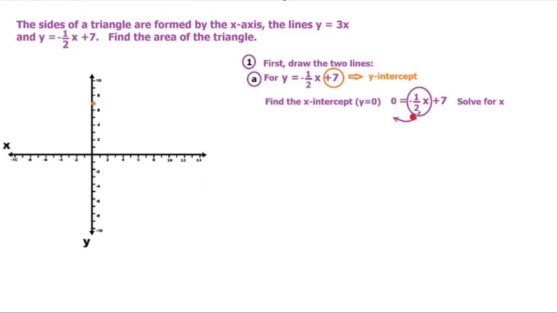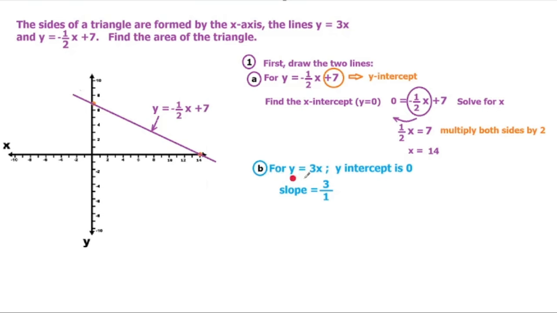Okay, so solve for x. So we'll move this over. It'll become positive 1/2 x equals 7. So we multiply both sides by 2 to get x equals 14. So here we just plotted x at 14 and y 0, okay? So 14, 0. That's what this is, okay? Now we could draw the straight line for this. Here's the line, okay? You can kind of see now we're building a triangle. So this is the line y equals negative 1/2 x plus 7.